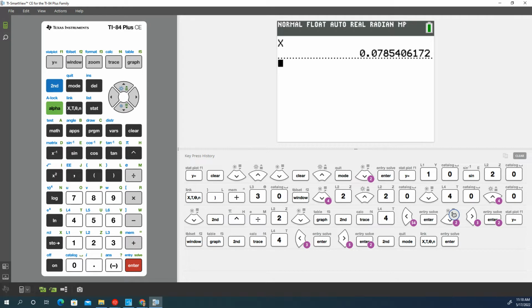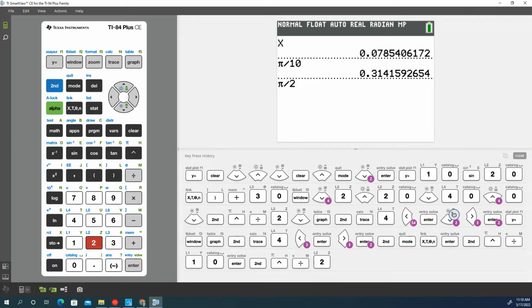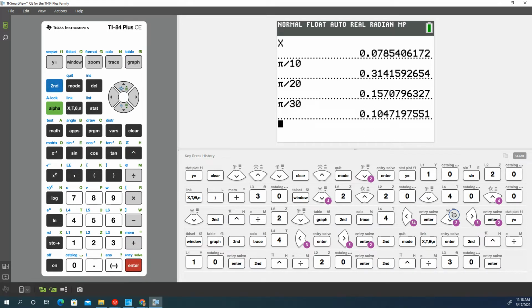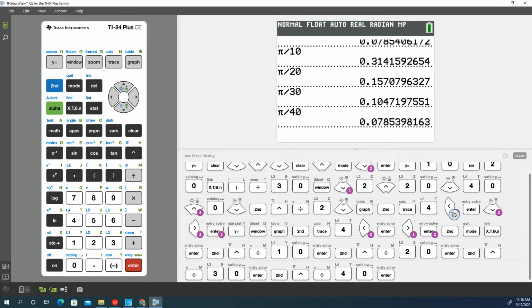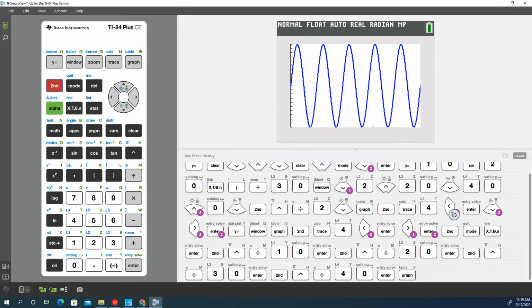So then I'm saying from here, you're like, okay, is this pi over 10? No. Is this pi over 20? No. Is this pi over 30? No, we're getting closer. Pi over 40? Yes. Okay. So Brianna, after I calculated that maximum, you're okay with how I got that?